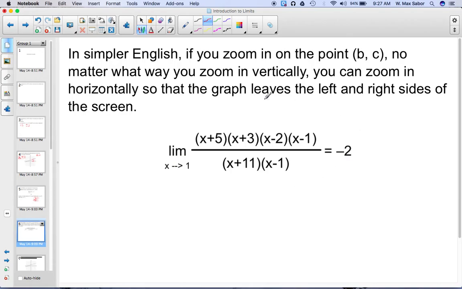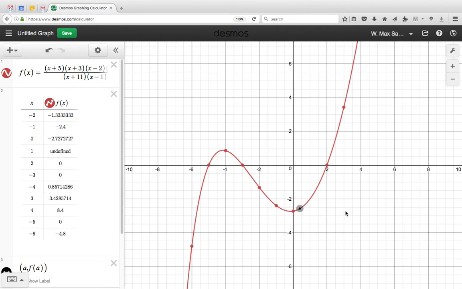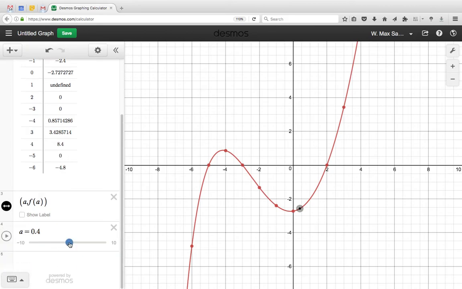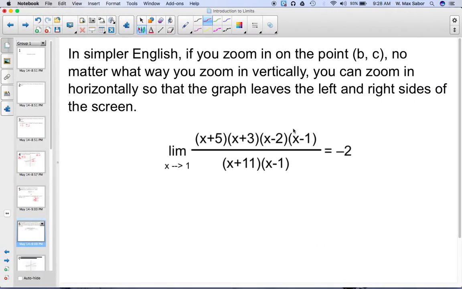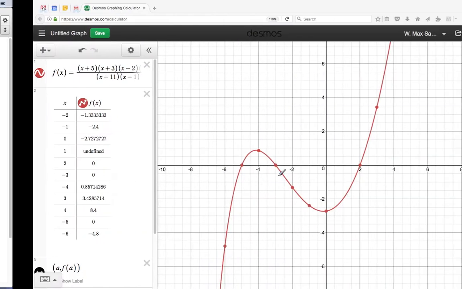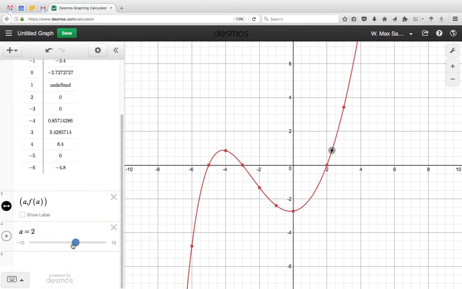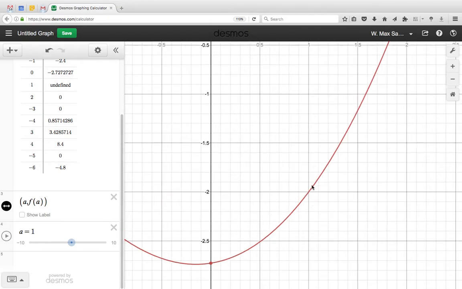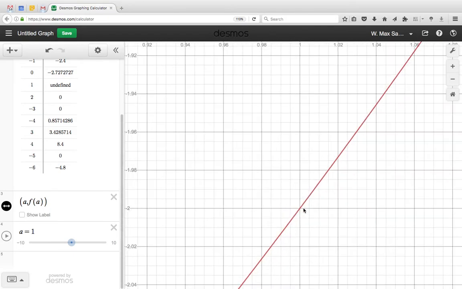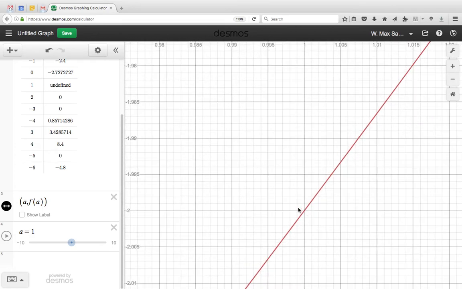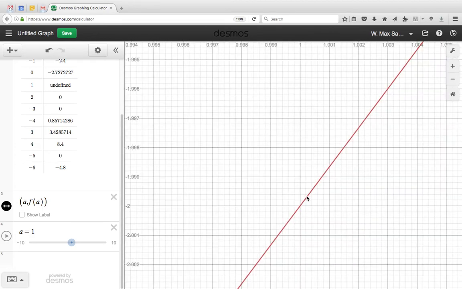So here's a claim that I'm making, and I'll show you this on a graph. Here's a function. It's not easy to tell that this has a hole, but it does have a hole at the point 1. And see, when I make a equal to 1, there's no actual point because we have x minus 1 in the numerator and in the denominator. But if I zoom in there, f of 1 is not equal to negative 2, but no matter how far I zoom in, it gets closer and closer.